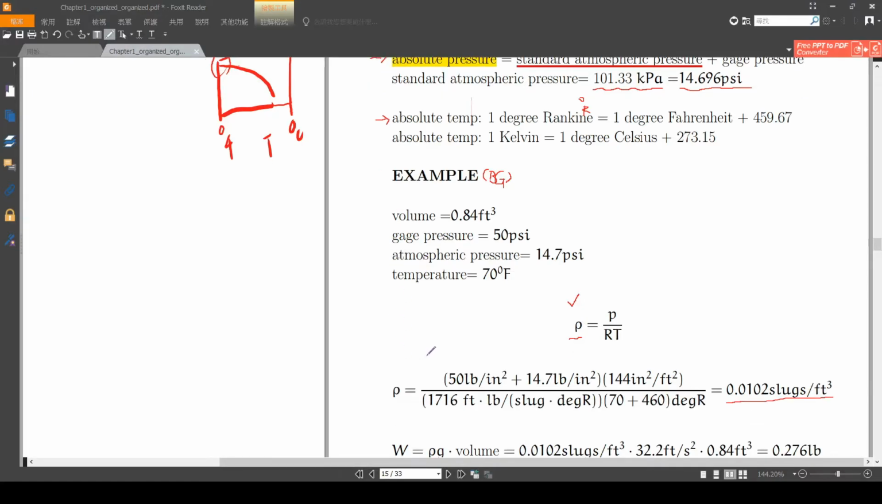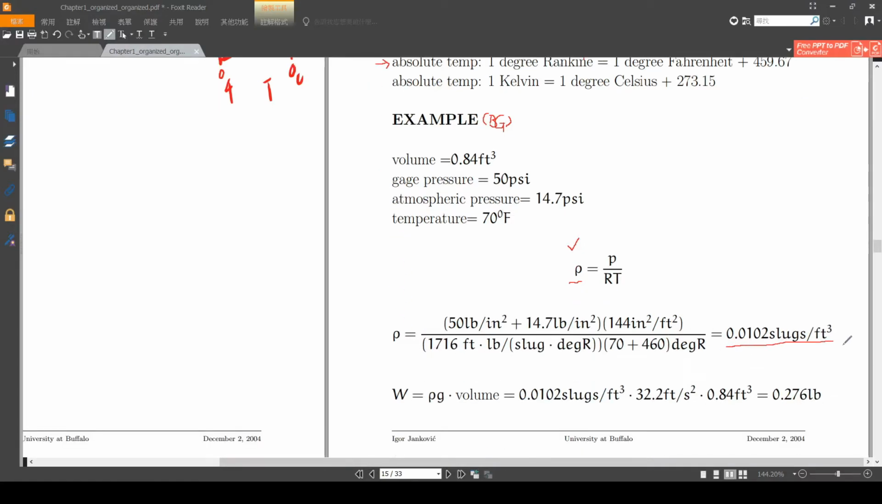Okay, it didn't mention, maybe it is the density of the gas. If this is the density of the gas, then you could calculate the weight of this substance in this volume. You only mentioned the volume, and it's 0.276 pound.